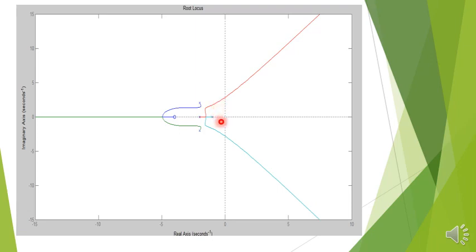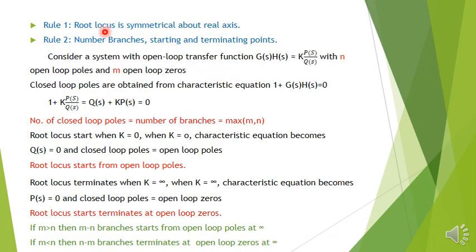The first rule: if you see this graph, it is symmetrical about the real axis. See, here it is increasing and symmetrically here decreasing. If you fold this shape and this shape about the real axis, it looks like a single waveform. So the first rule is that the root locus is symmetrical about the real axis.